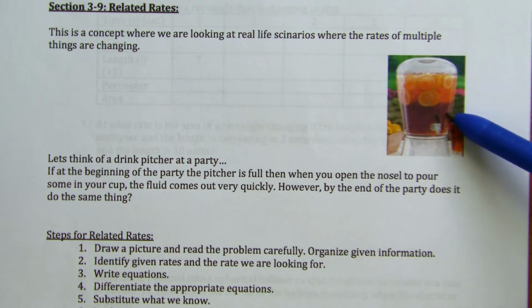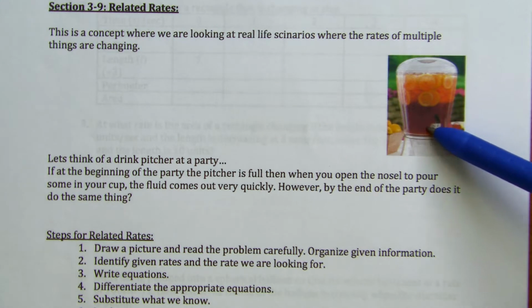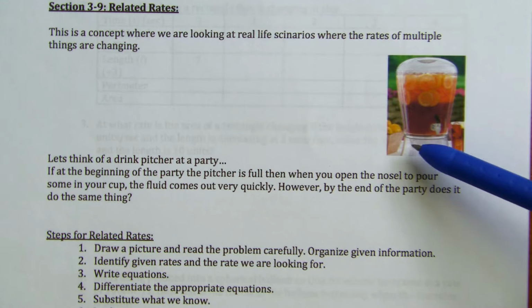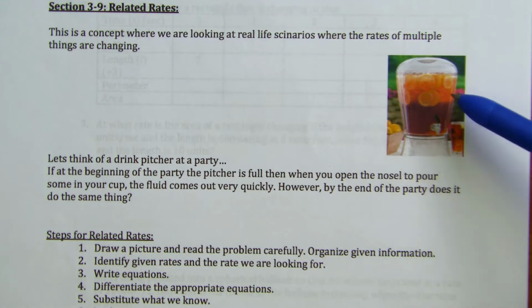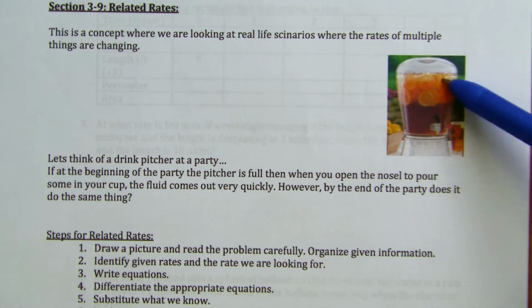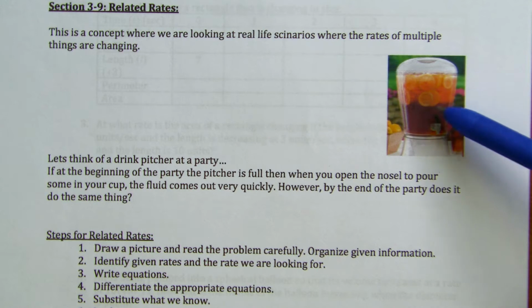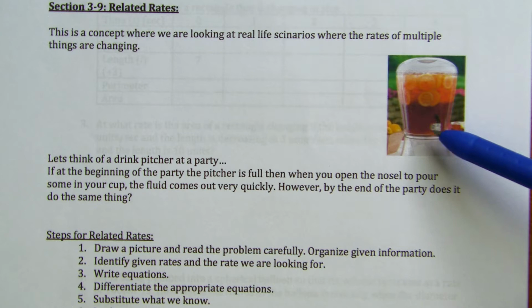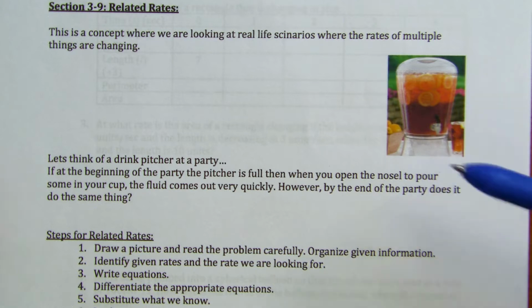Well, as the party progresses and the level of tea in the pitcher goes down, when you open that tab, it comes out like a dribble, and you're tilting the container forward to try and get the last drops out. And so we can see that the rate the tea is coming out changes depending on how full the volume is. So there's a number of things changing in this picture: the volume of tea in the pitcher and the rate the tea is coming out. So this is the type of problem that we're going to be looking at.